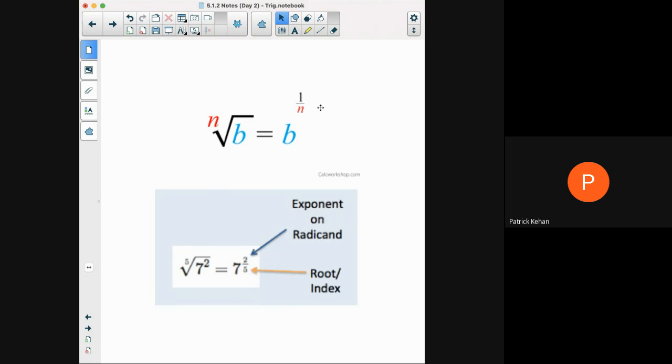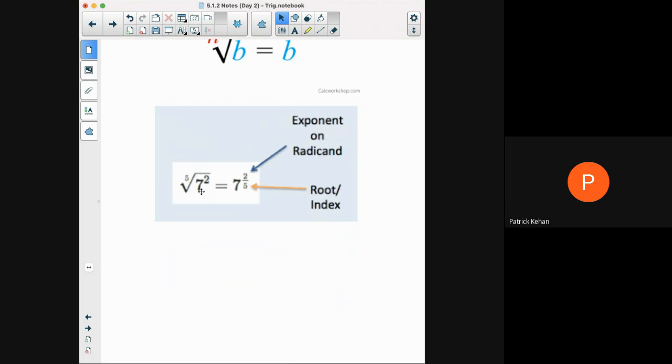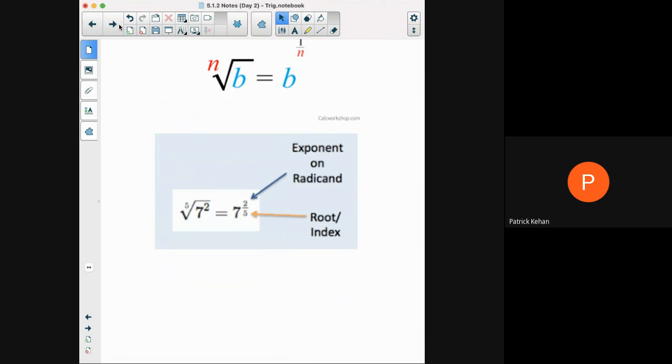And the way it works is over here on the rational expression, the denominator of the fraction is always the index of the radical. And the numerator of this fraction is always the exponent of the radicand, the value inside. So an example here, this would be the 5th root of 7 squared. You can convert it into the rational exponent form by taking the index of the radical and writing it as the denominator of your fraction, and then taking the exponent of the radicand and using it as the numerator of the fraction. And we're going to use this example in the next set here.